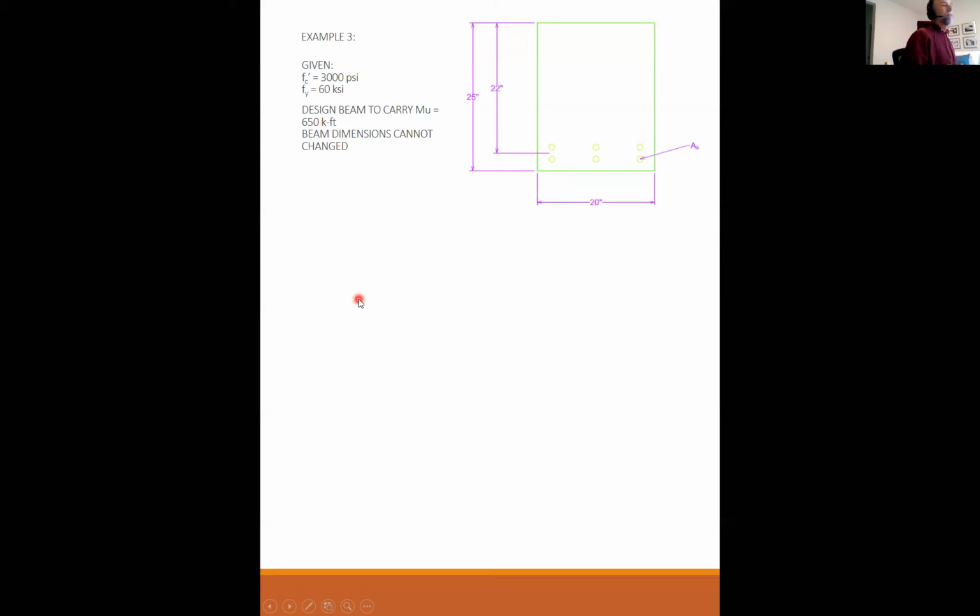Please, somebody stop me if I've already done this example. I think this is where we left off. This is where we left off, yes.